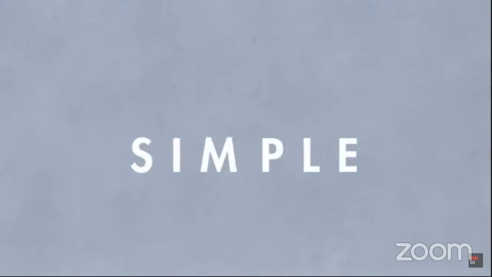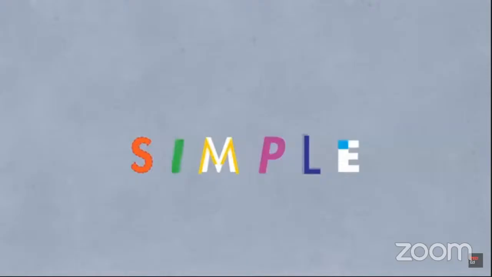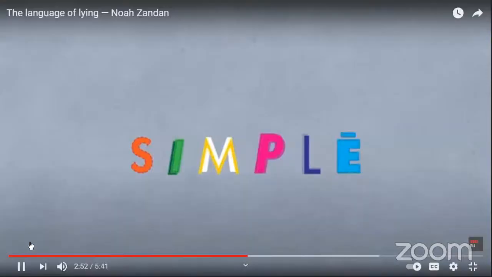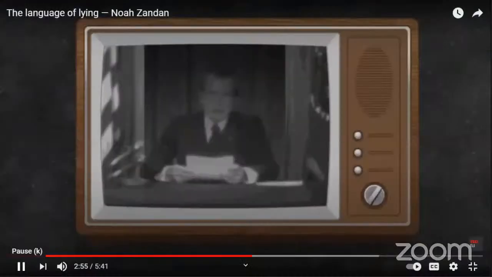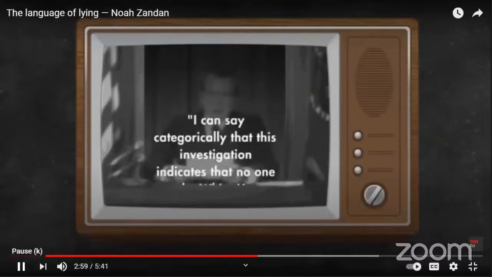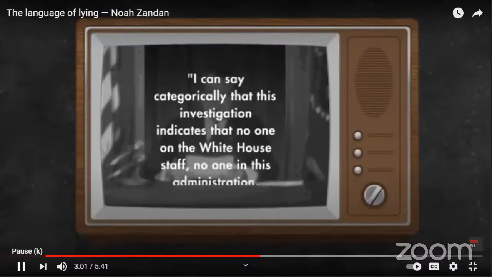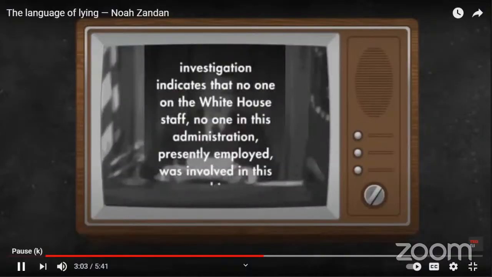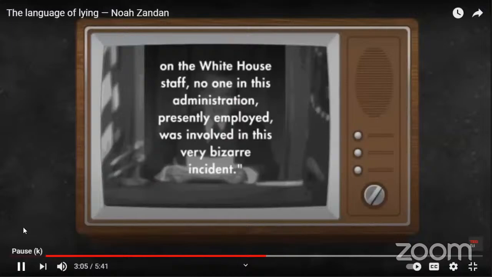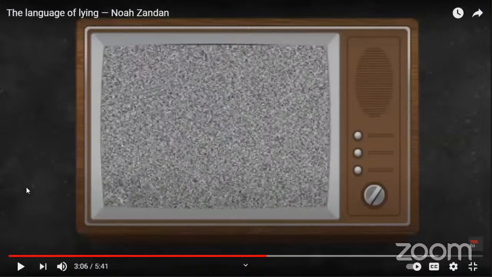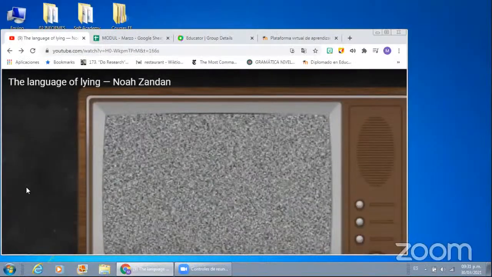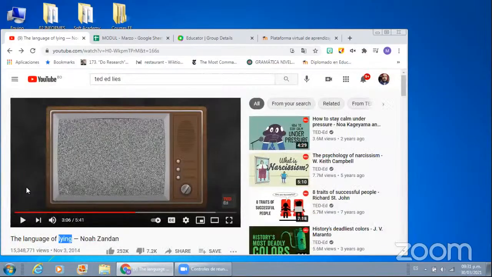And finally, even though liars keep descriptions simple, they tend to use longer and more convoluted sentence structure, inserting unnecessary words and irrelevant but factual sounding details in order to pad the lie. Another president confronted with a scandal proclaimed, "I can say categorically that this investigation indicates that no one on the White House staff, no one in this administration presently employed was involved in this very bizarre incident." All right. Until that part, Abel, what can you tell me about those four ways, perhaps, to recognize when someone is lying?